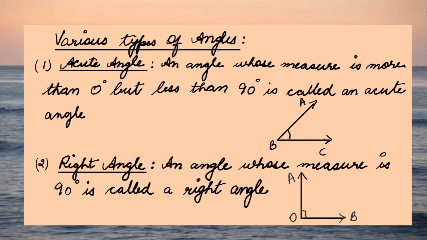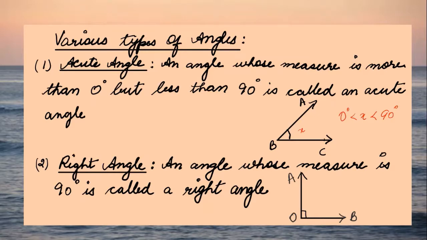An angle whose measure is more than 0 degree but less than 90 degree is called an acute angle. So this ABC is an acute angle. That means your angle lies between 0 degree and 90 degree. If it is x, then x lies between 0 and 90 degree.